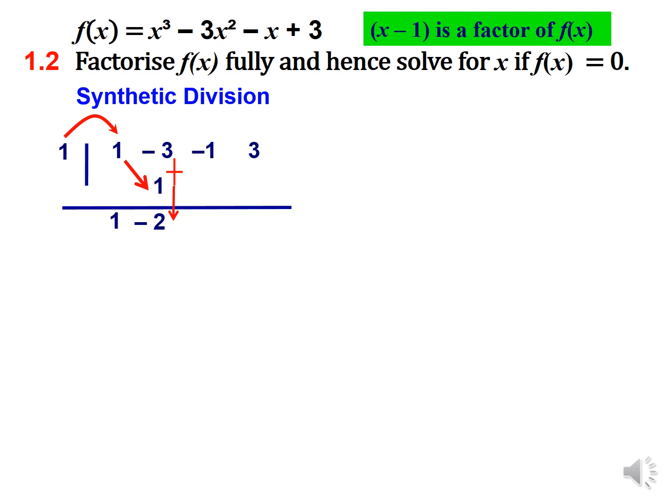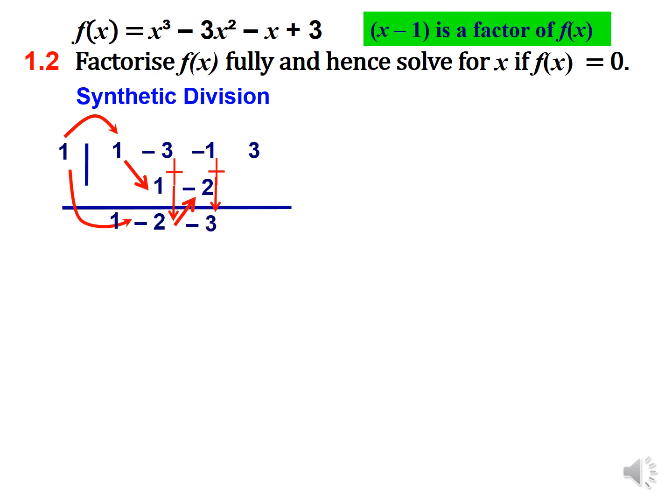Then we multiply again this factor times negative 2. The answer that we get, we write it under the next column. That's 1 times negative 2, I get negative 2. So my negative 2 is written under the next column. I'm talking about this negative 2 here that I'm flashing there. Then I add those two numbers and write the answer at the bottom.